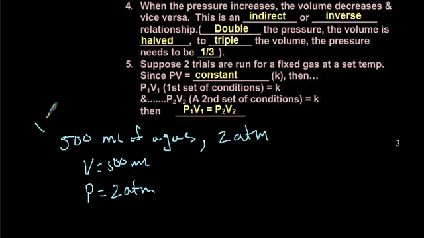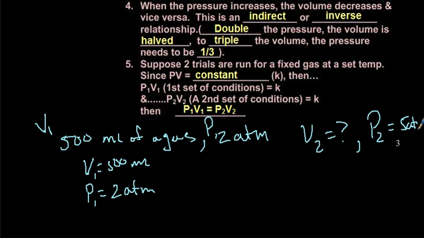So we have V1 equals 500 milliliters. We have P1 equals 2 atmospheres. Now we're going to change this so that we want to find V2, how many milliliters will it occupy, if we change its pressure to 5 atmospheres. Well, that means our V2 equals unknown, and our P2 equals 5 atmospheres.